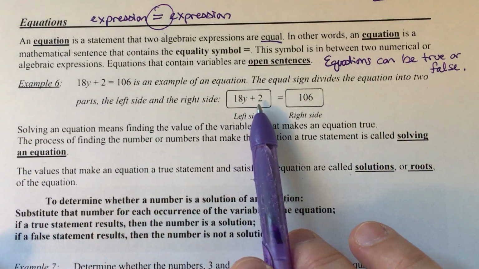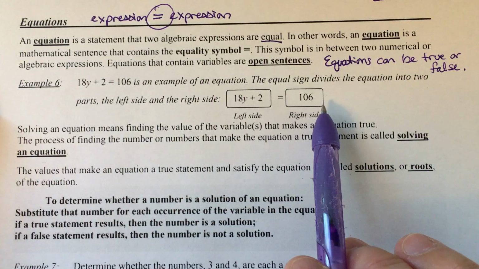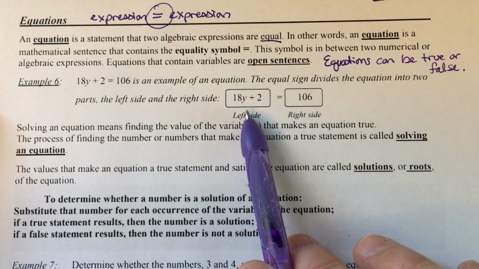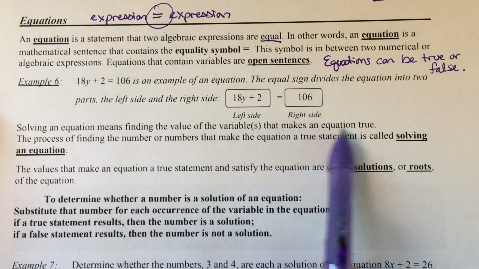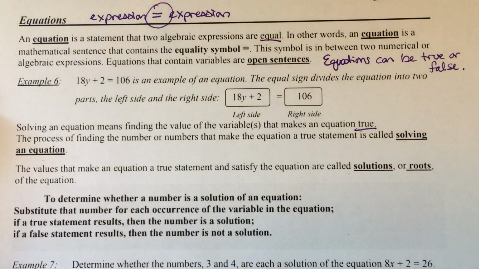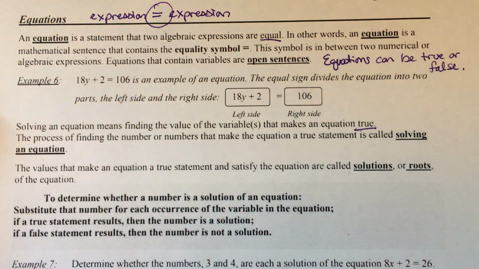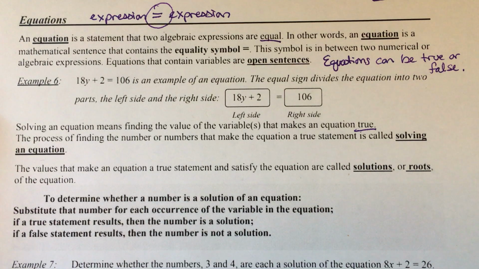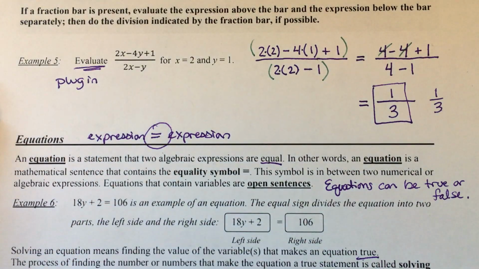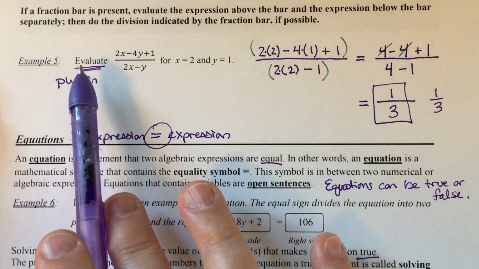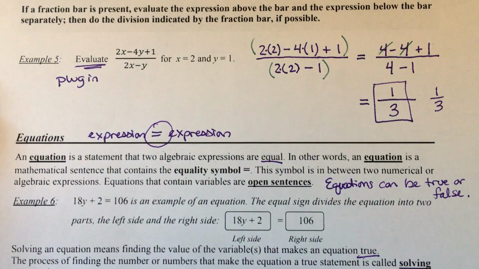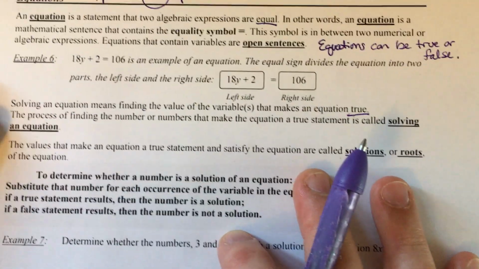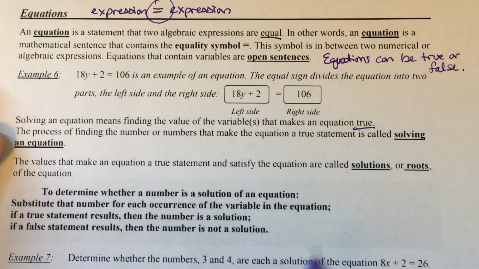So here's an example, 18y plus 2 equals 106. For some values of y, that's true. For some values of y, that's false. Solving the equation means finding the value of the variable that makes it true. That's what we're doing when we say we're solving an equation. A lot of times students will use solving when they really mean plugging in, and we're going to try to avoid that. For us, evaluate or simplify means plug in, but when we say solve, that's not the same thing. For solve, we're trying to find a value of the variable that makes an equation true.